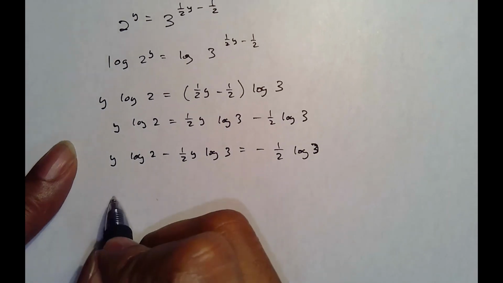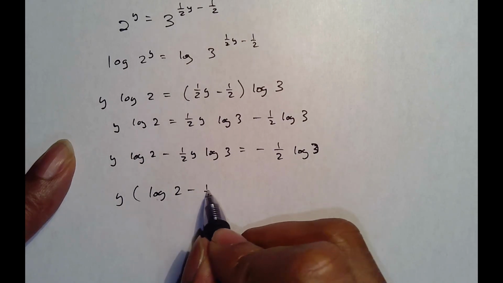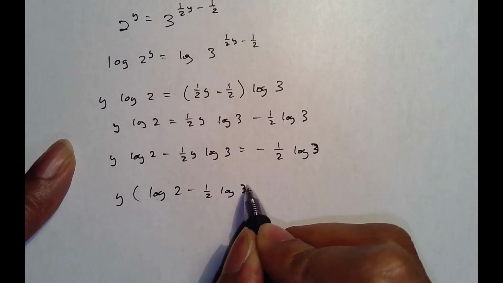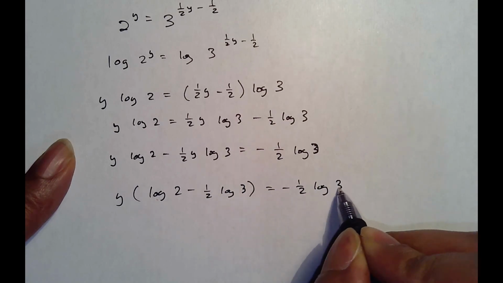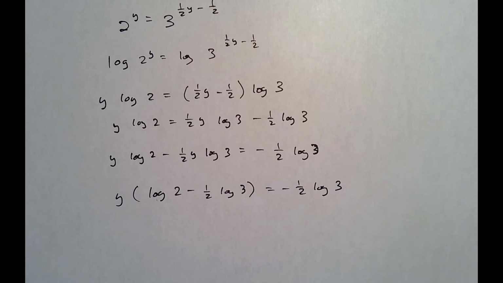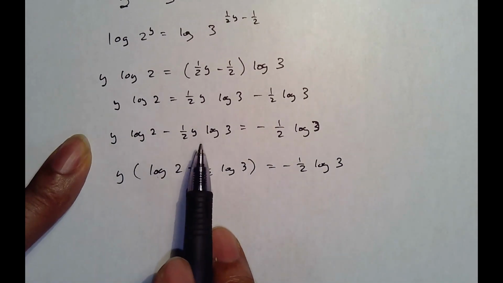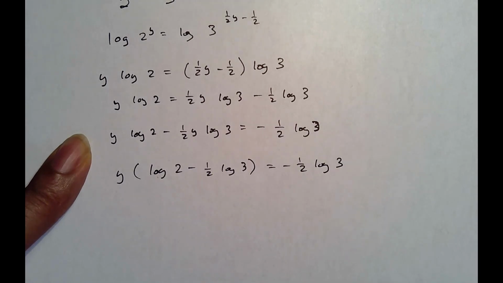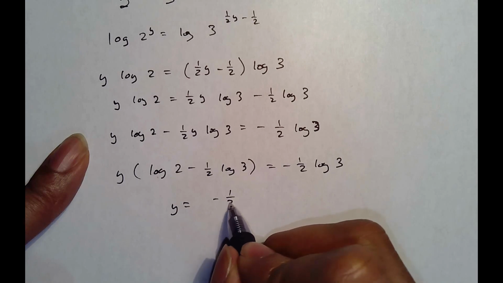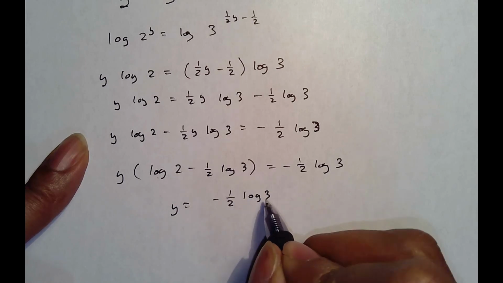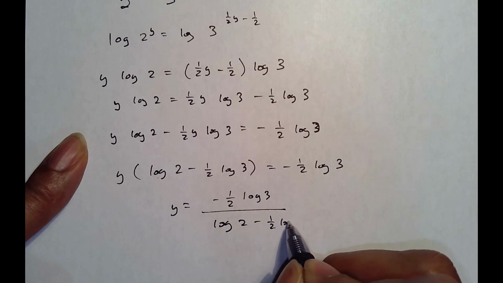Anyway, factor off your y, and divide by the junk that is attached to it. So again, just making sure that is log 2, which is right. That is 1/2. Yep, no y. So we end up with y equals the beautiful answer of 1/2 log 3 over log 2 minus 1/2 log 3.